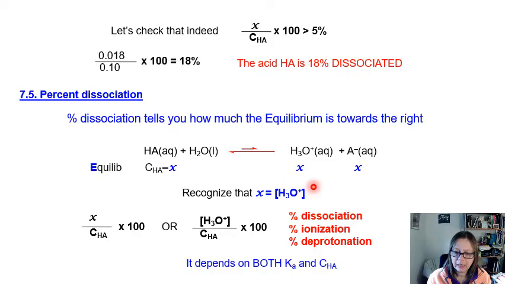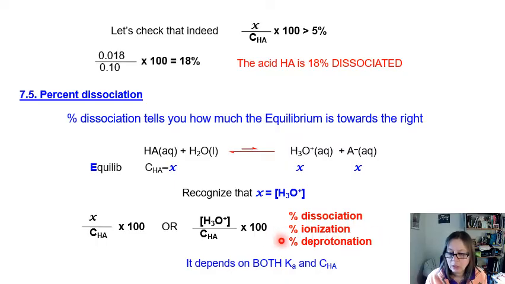Recognize that X is the concentration of H3O plus. So when we calculate this percent dissociation by X over C_HA times 100, we are actually calculating the concentration of H3O plus divided by the nominal concentration times 100. This corresponds to the dissociation of HA, how much HA has been dissociated into H plus and A minus, and H plus reacts with water, how much HA has been ionized into H3O plus and A minus, how much HA has been deprotonated, has lost its H plus. So we call that a percent dissociation, a percent ionization, or a percent deprotonation.